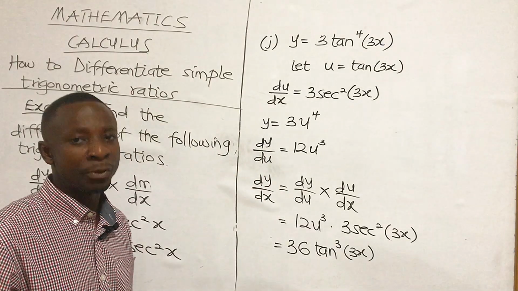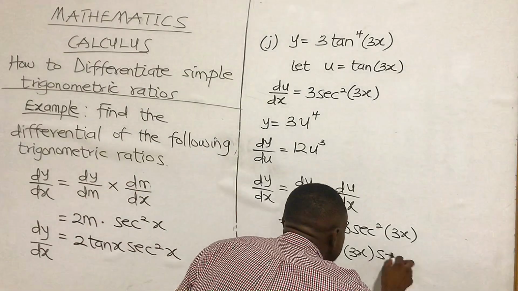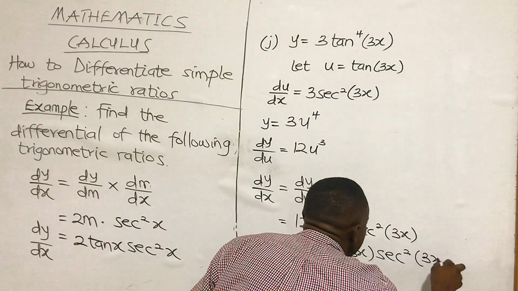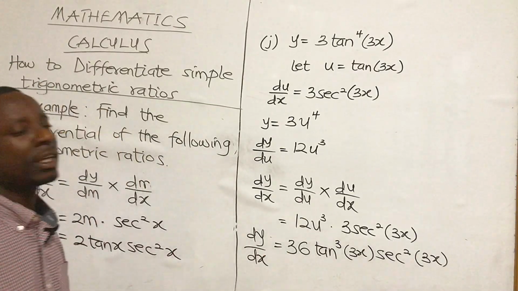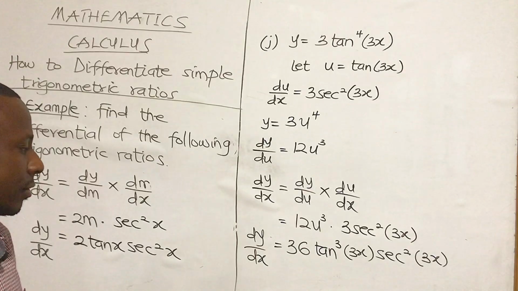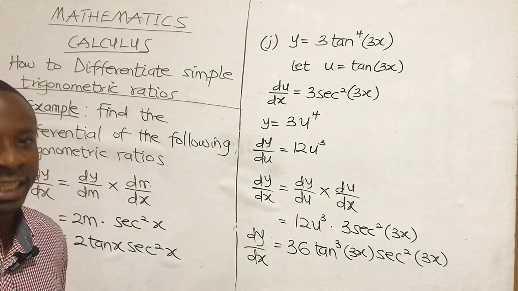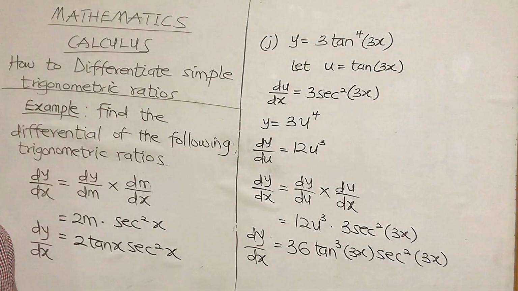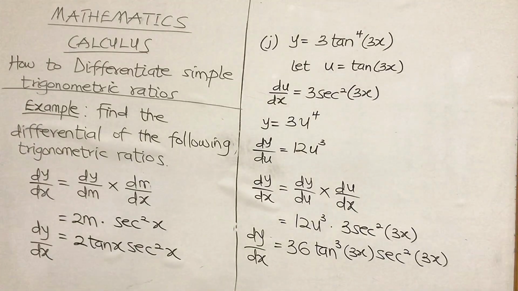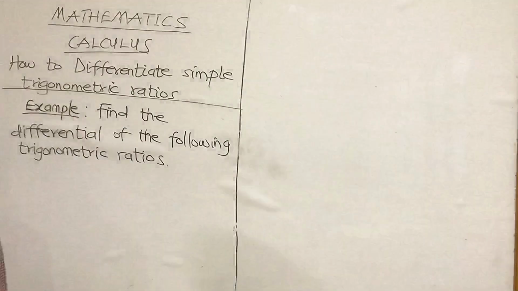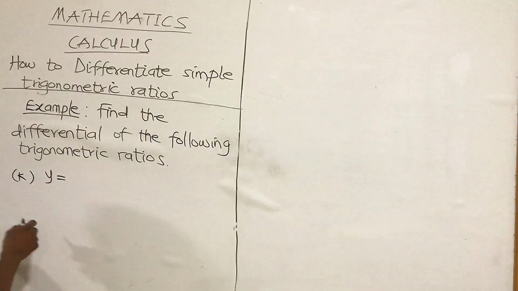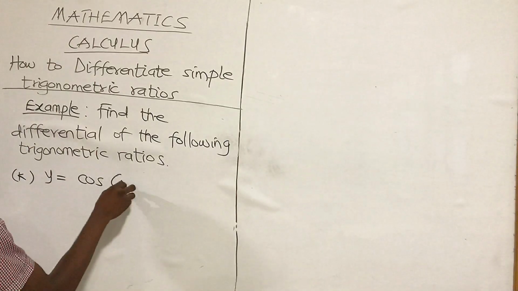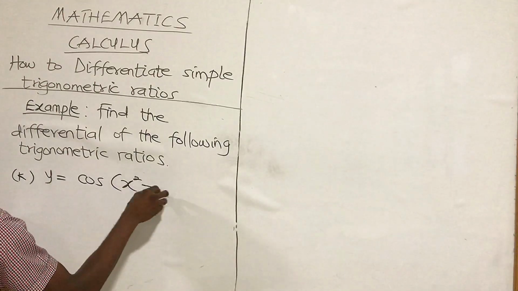Then we'll continue with the remaining term, which is sec squared 3x. And this is going to be the final answer for dy over dx. The next example, K. Y is equal to cos of bracket x squared minus x.